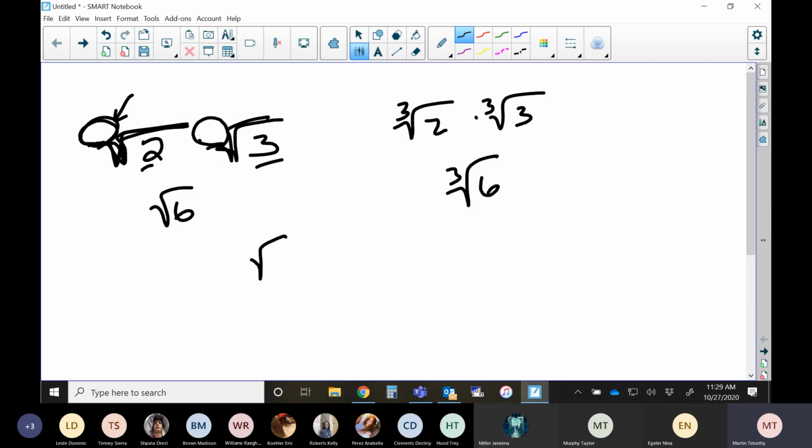But if I had the square root of 2 times the cube root of 3, you cannot combine those yet. That would be as simple as you can do right now. I'm actually going to teach you how to deal with that in Algebra 2. That's one of our chapters that we go over.